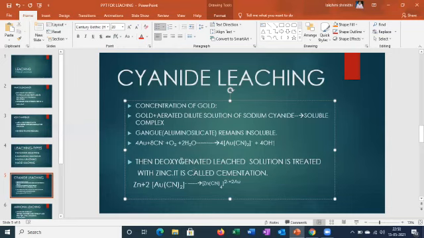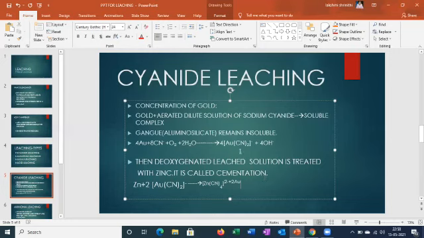This is the main part, and it is called cementation. The soluble complex is treated with zinc. If we compare the reactivities of zinc and gold, zinc is more reactive. Therefore, zinc easily displaces gold from the complex and forms the zincate ion along with gold. Thus, we have purified gold. This step alone is called cementation.